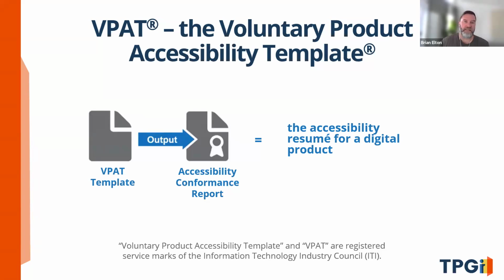This ACR, this filled out VPAT, is really like an accessibility resume for your digital product. It lets people know how accessible your product is for people with disabilities. It should be noted that Voluntary Product Accessibility Template and VPAT are registered trademarks of the Information Technology Industry Council, known as ITI. So you often see it with a little registered symbol there.